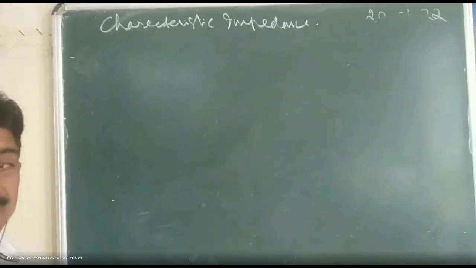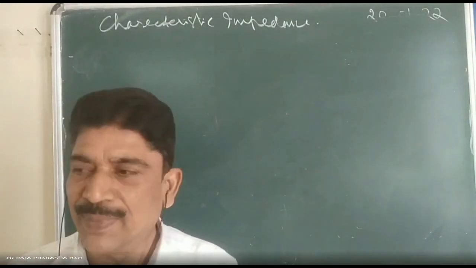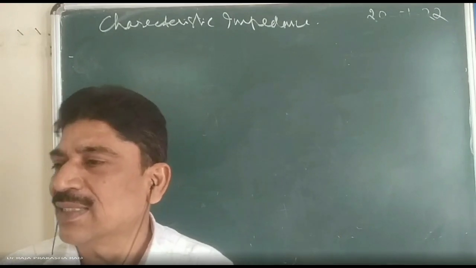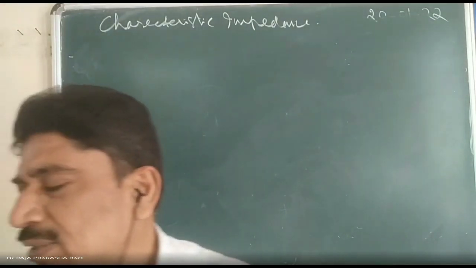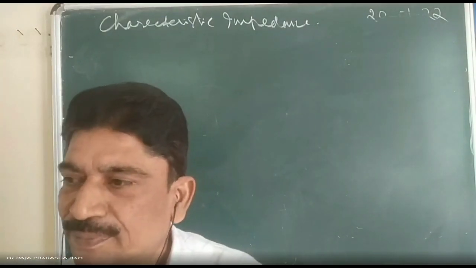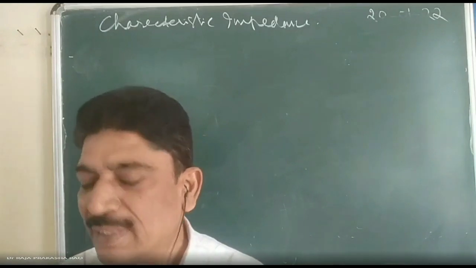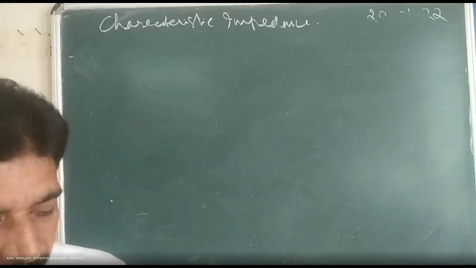Characteristic impedance of an asymmetrical network. If you can find out the characteristic impedance of an asymmetric network, then for finding the characteristic impedance of a symmetric network, what do you do? Just put ZA equal to ZB. Then you will get the same impedance. That is, ZT1 will be equal to ZT2 when ZA is equal to ZB.